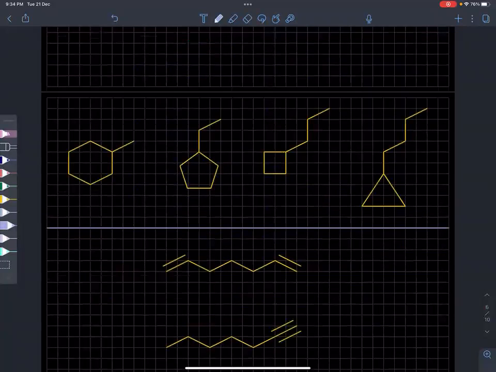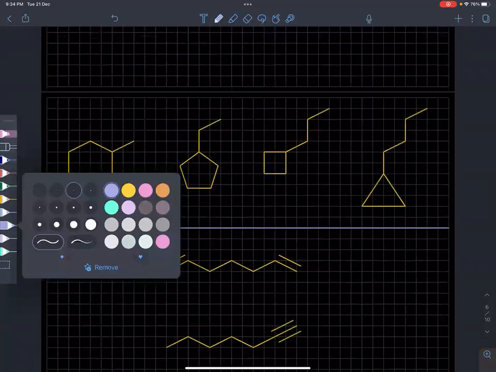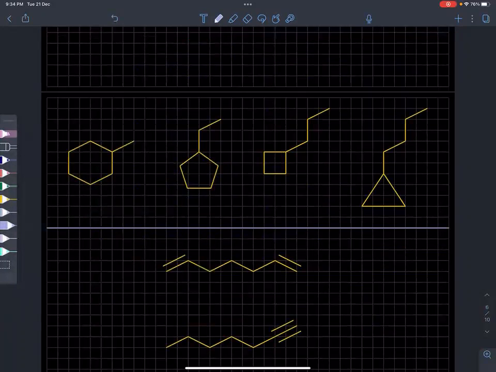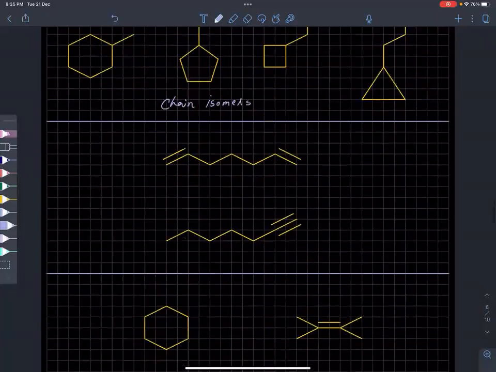What about these? These are all isomers. Chain isomers only. But they are also called ring isomers.